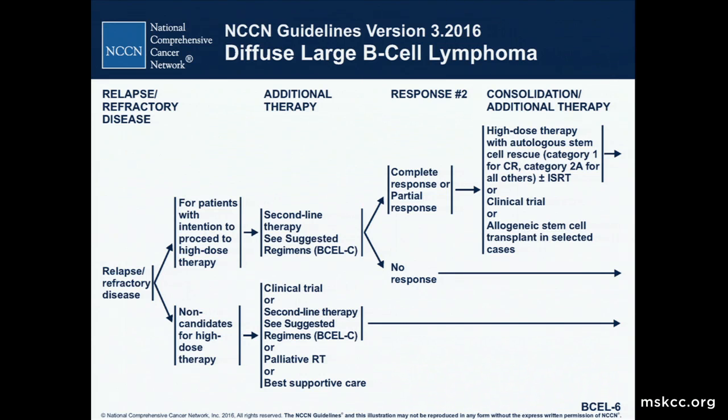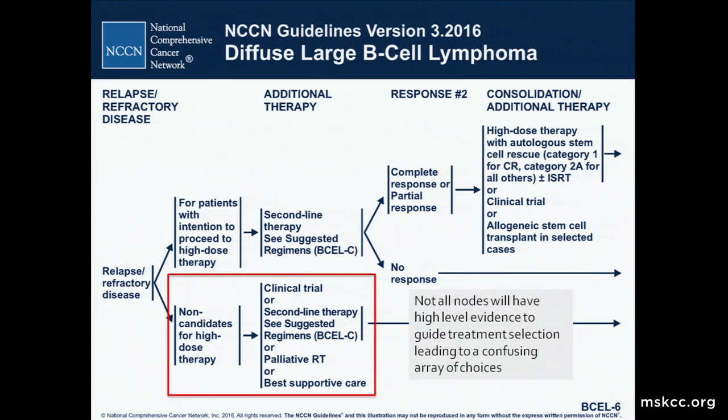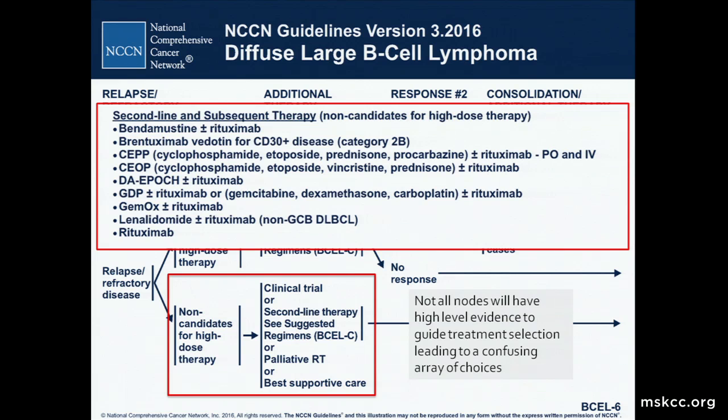If we look at the relapse setting, for patients who are not candidates for high-dose therapy and autologous stem cell rescue, what many of you call autologous transplant, but I don't like the term, we have to provide alternatives, and unfortunately there are no large-scale randomized trials that tell us what to do in this situation. So as a result, you end up with a bit of a laundry list.